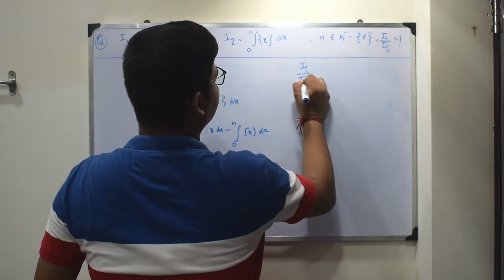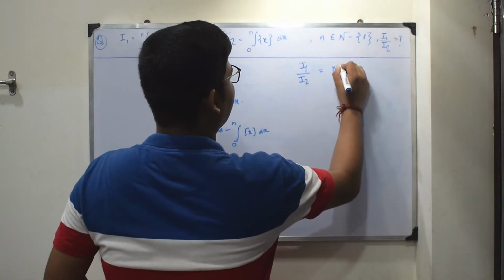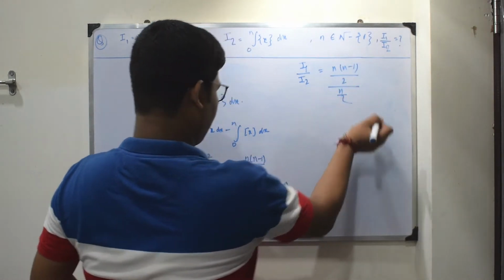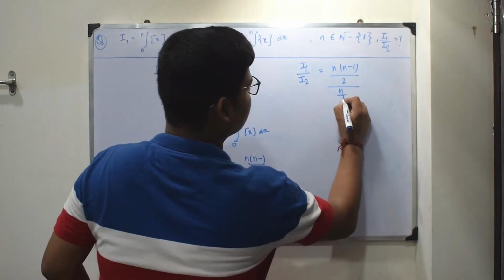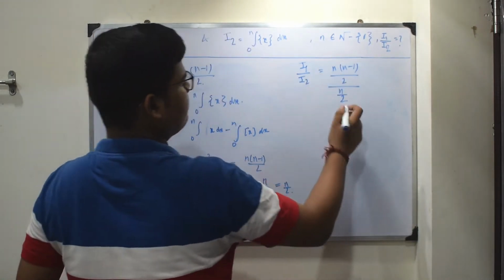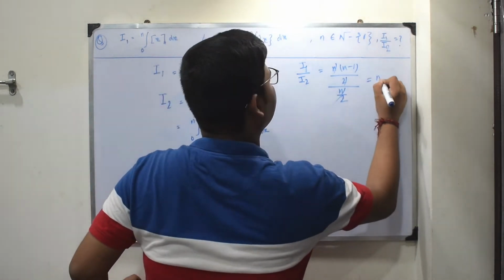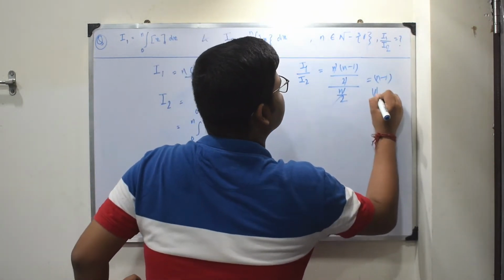Now I1 upon I2 is n minus 1 upon 2 upon n by 2. Here it's n by 2 and n times n minus 1 upon 2. So this n by 2 and this n by 2 get cancelled, and we are finally left with n minus 1, which is our answer for this question.